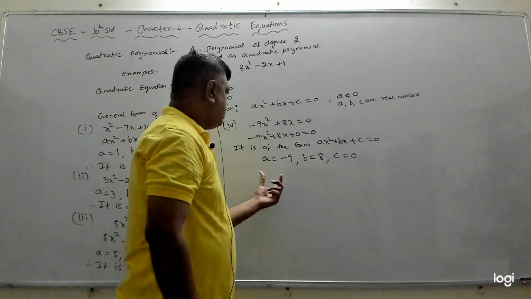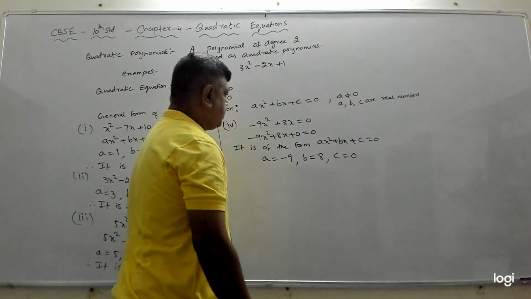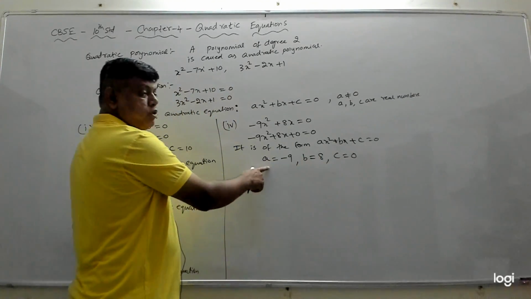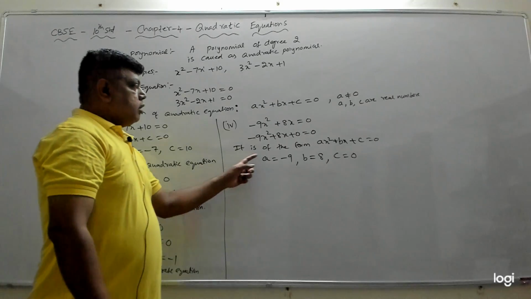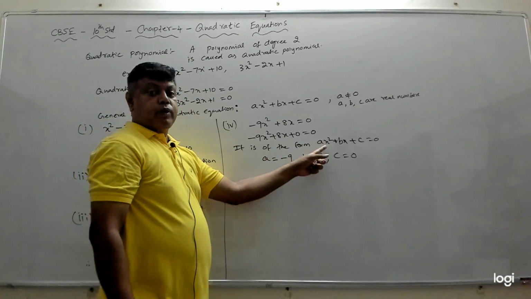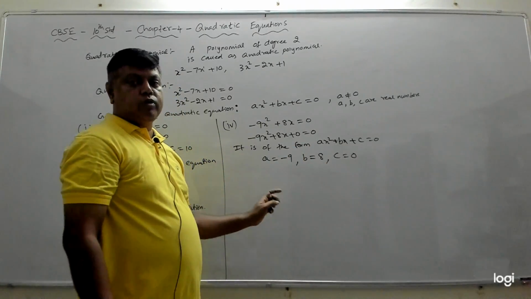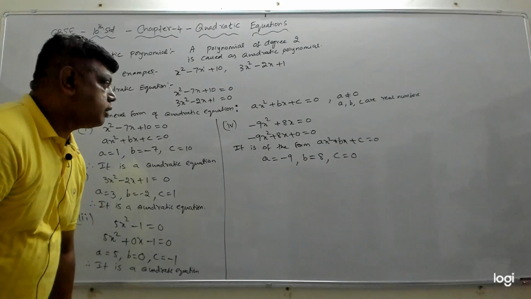Fine? So it is of this form, and A should not be equal to 0. That's why we are finding A, B, C. Your C is 0, but A is not equal to 0. If it is in this form, we cannot say it is a quadratic equation unless we also make sure that the value of A is not equal to 0. The value of A is minus 9, which is not equal to 0. Therefore, it is a quadratic equation.